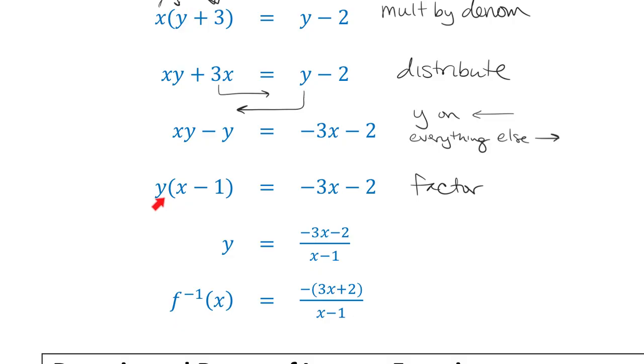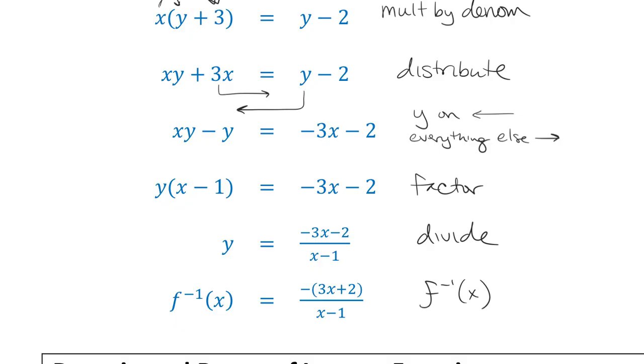So after I have this y out here in front, how did I get it to be by itself? I divided by everything in that parentheses. Once the y is by itself, all you have to do is make it fancy and use the inverse notation. In this exact problem as well, I did actually factor out the GCF of -1, but that's an extra step.